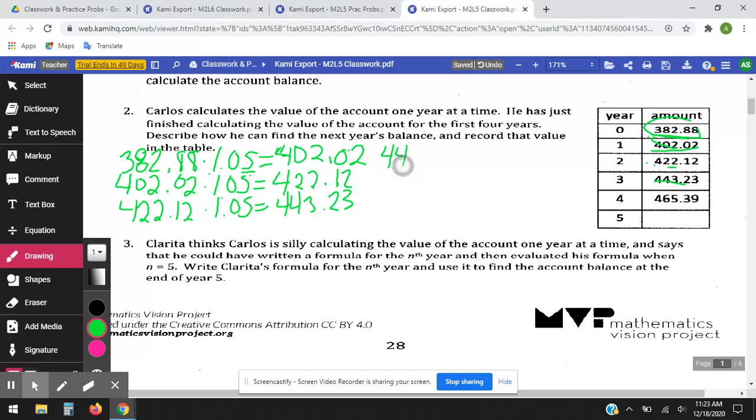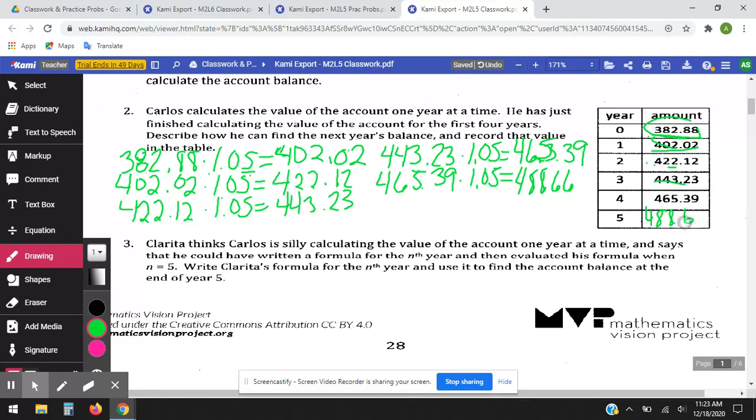So 443.23 times 1.05 equals 465.39. And now if we take the 465.39 times 1.05, then we end up with 488.66. So I'm going to put that in here, 488.66. So that's one way of solving it, doing it year by year and just putting it on there.